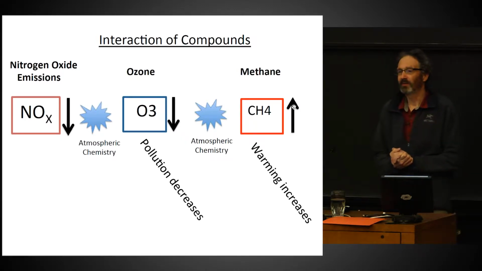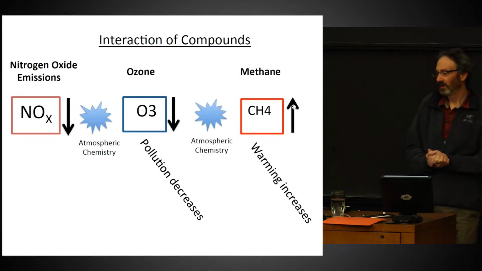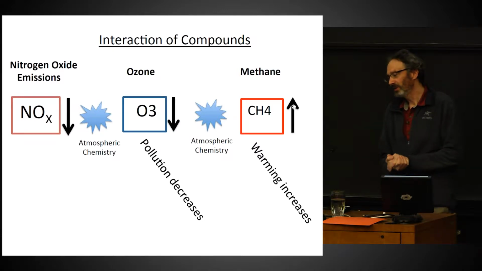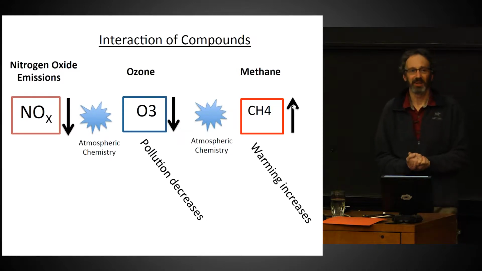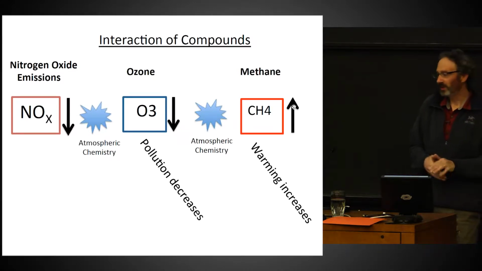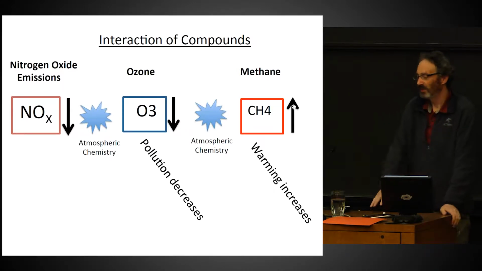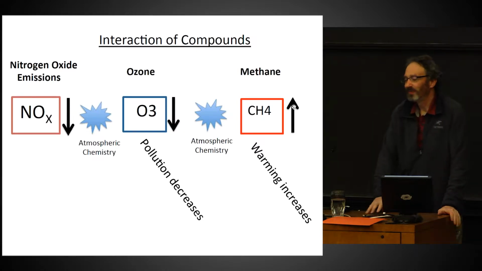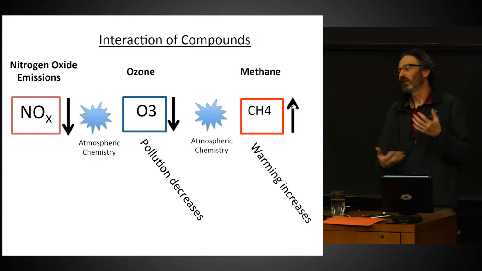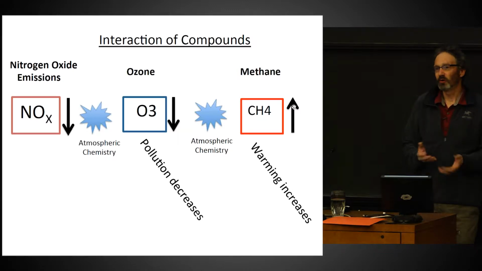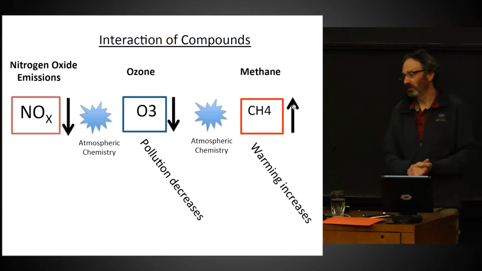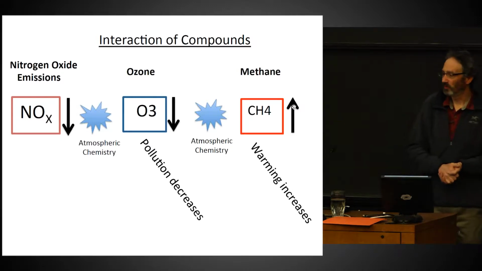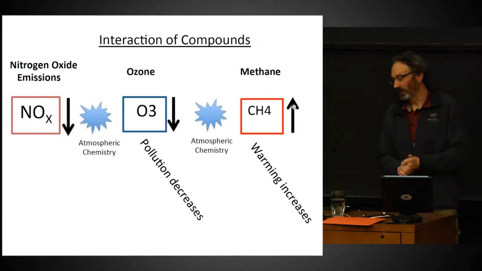So if nitrogen oxide emissions decrease, ozone decreases, pollution gets better, but methane goes up. And in fact, the net effect is that the climate warms. So if we want to decrease pollution, we decrease nitrogen oxides, we decrease ozone, but climate gets worse. So we can see when we're thinking about climate, there are lots of ways, lots of strategies, and they're not always win-win situations. With nitrogen oxide, it's not a win-win situation because it makes pollution better and warming worse.